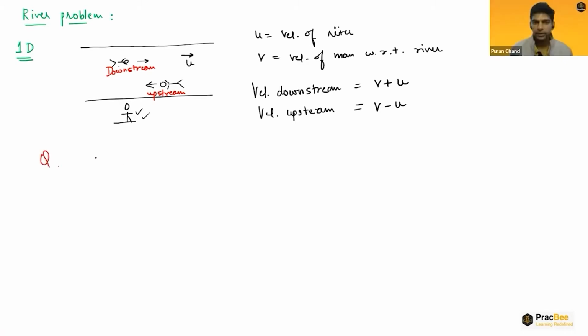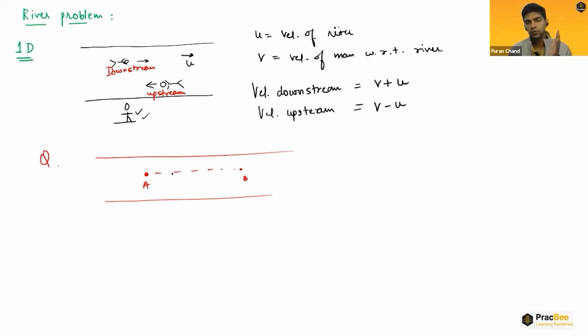So let us do a question. Say this is our river and there is a fixed point A in the river, and a fixed point B. A man starts from A to B and then from B to A. You have to find the average speed of the man. So you can say he goes downstream from A to B and then upstream from B to A. So what is the average speed?